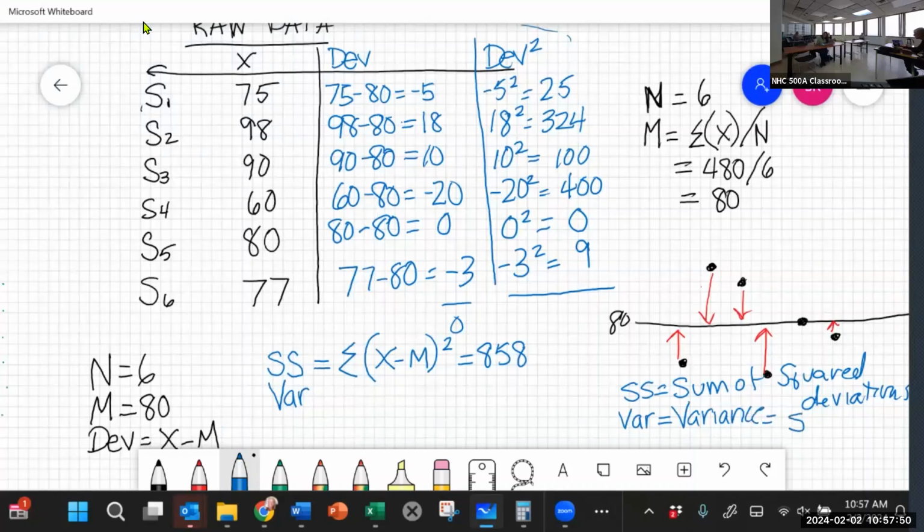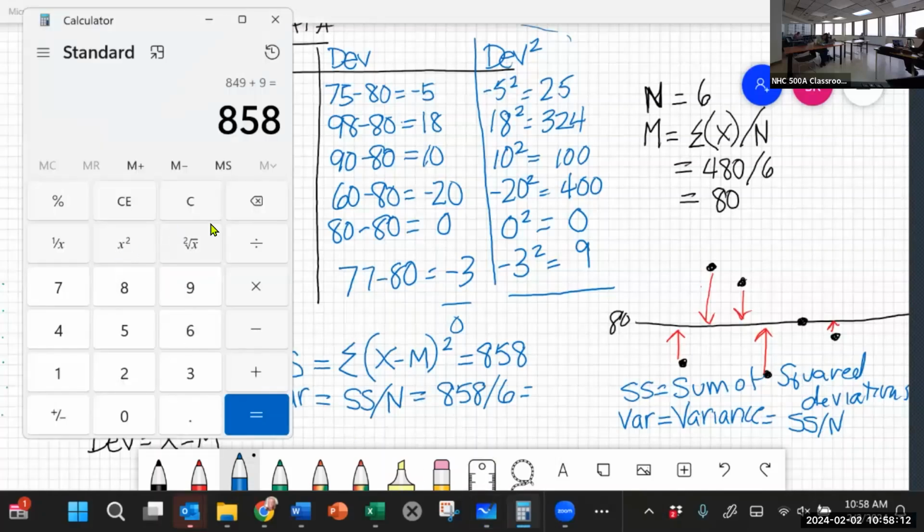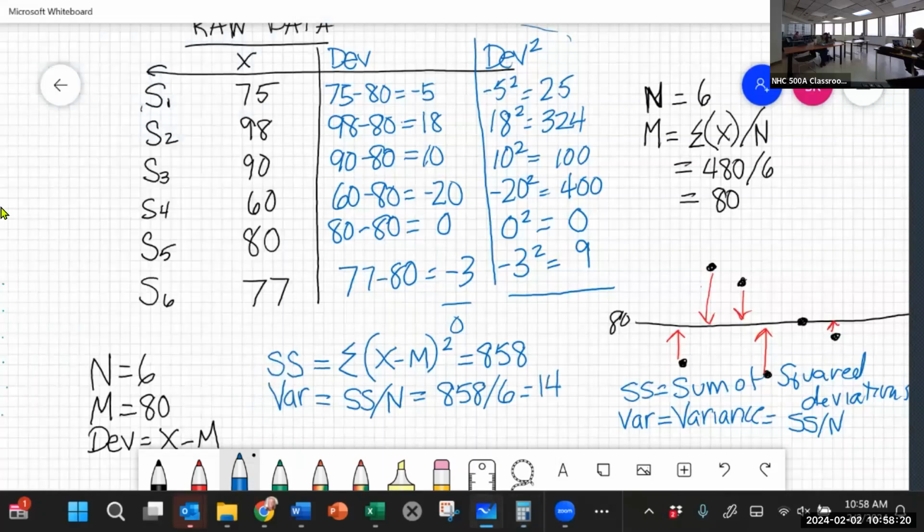Variance equals sum of squares divided by n, equals sum of square deviations divided by n, which is the same as saying 858 divided by 6. We'll use our calculator. 858 divided by 6. Our variance is 143. And again, these two together is just finding the average of the square deviations, okay?